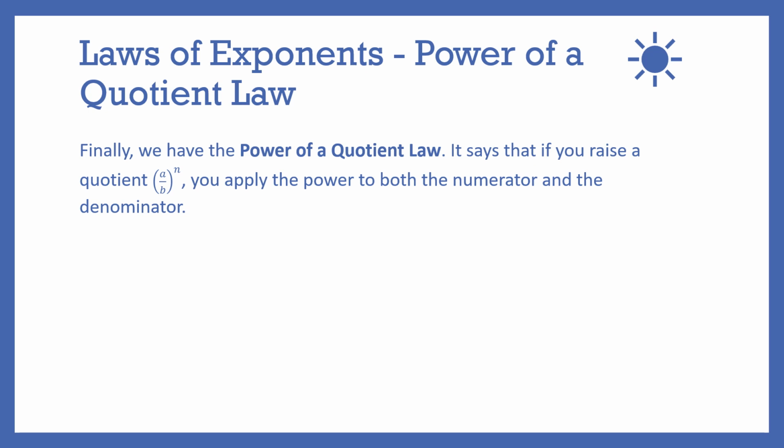Finally, we have the power of a quotient law. It says that if you raise a quotient a over b to the nth power, you can apply the power to both the numerator and the denominator. For example, 2/5 squared is equal to 2 squared over 5 squared. When you evaluate the numerator and denominator, you get 4 over 25 as the final solution.